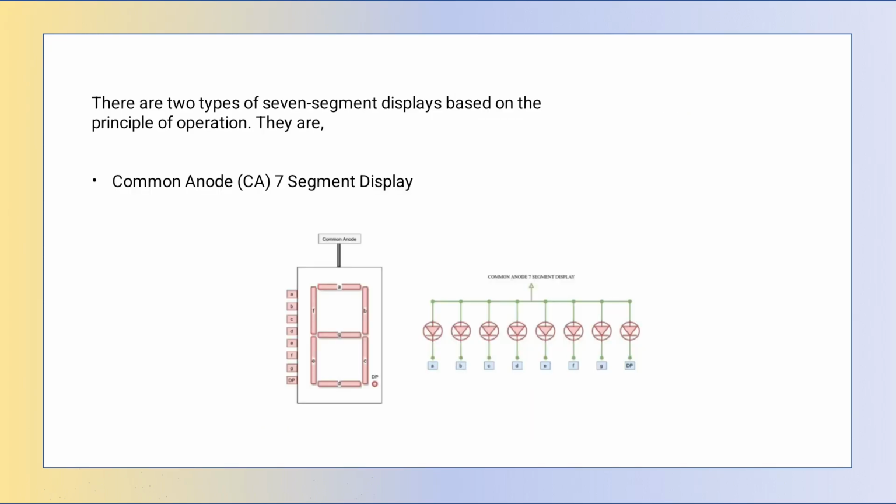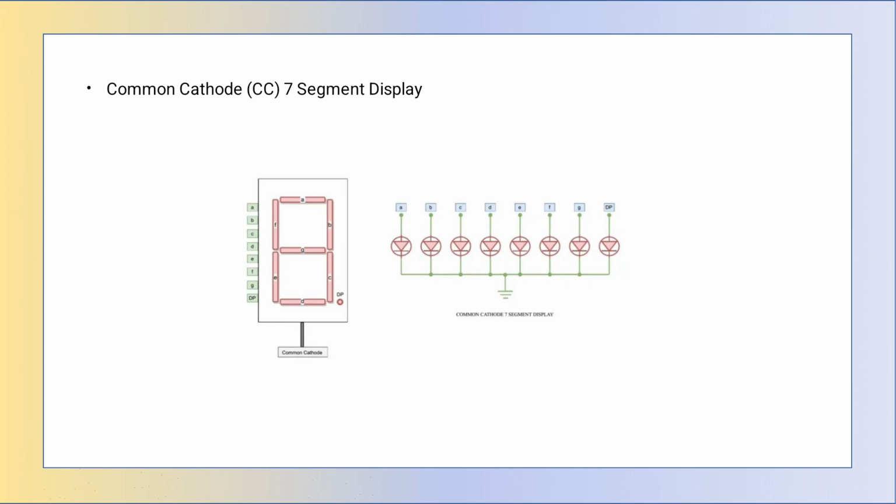Next, there are two types of 7 segment display: common anode and common cathode. First, common anode: all anodes are shorted together, and each cathode terminal is connected to ground. Next, common cathode: all cathode terminals are connected together to the ground pin, and each anode terminal should be connected to a separate supply.